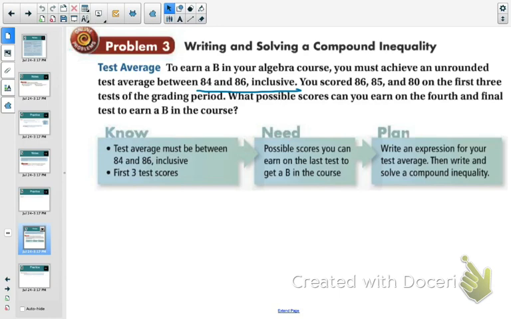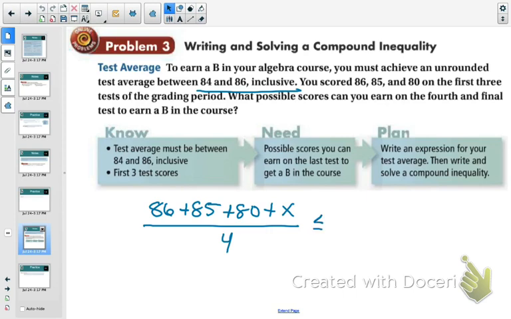So if we want to do an average, that means we're going to add everything up and divide by how many scores there are. So our average is going to be 86 plus 85 plus 80 plus our 4th score, which we don't know, so that's going to be x, divided by 4, because there's 4 test scores. And we want that to be between 84 and 86 inclusive, so less than or equal to 86, greater than or equal to 84.